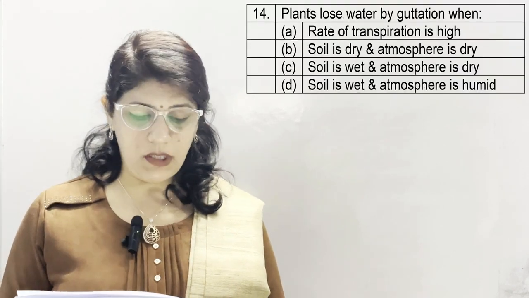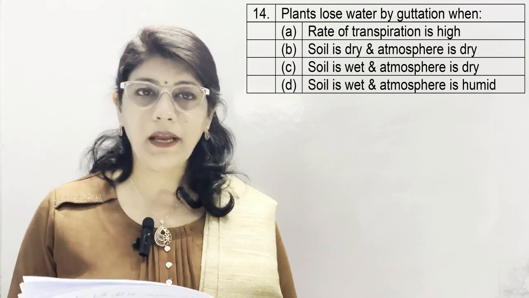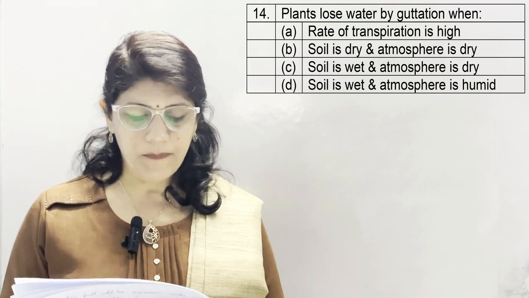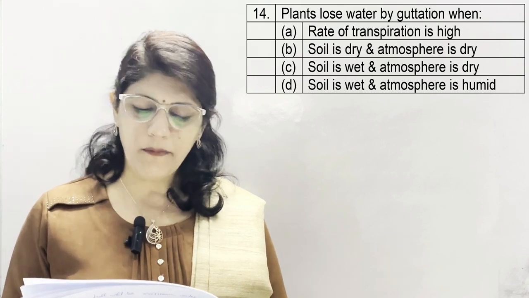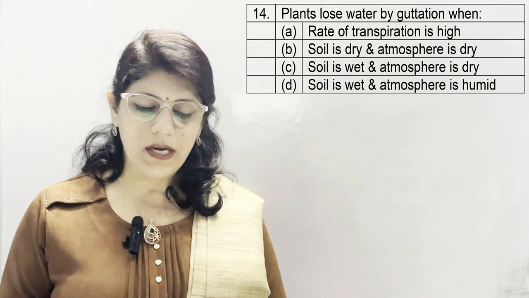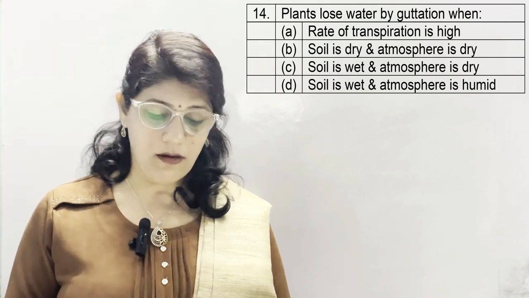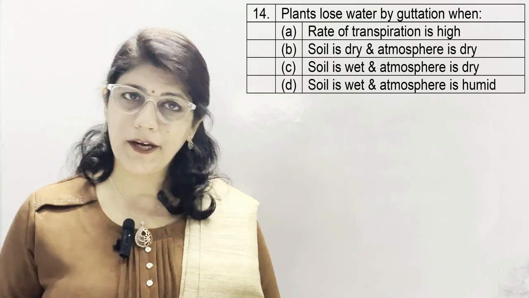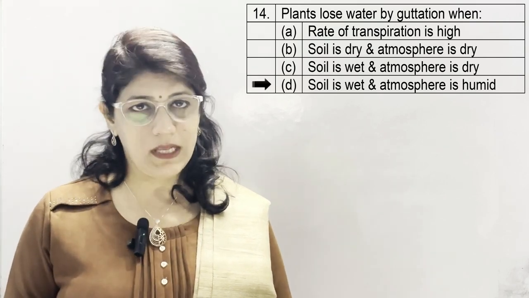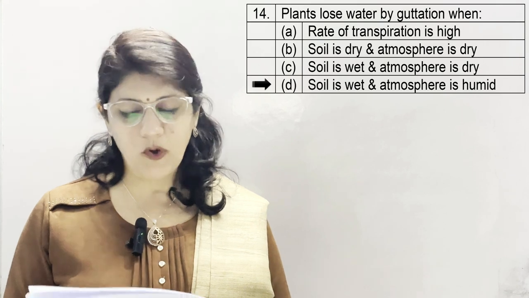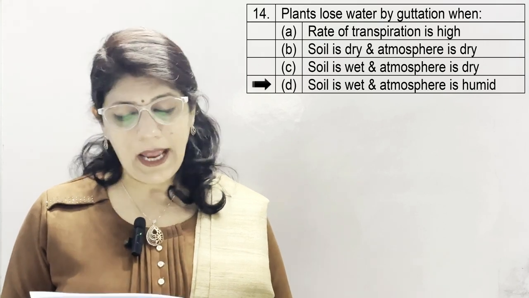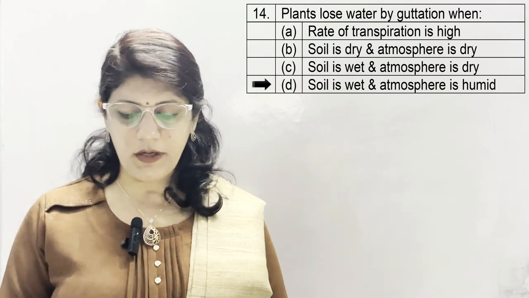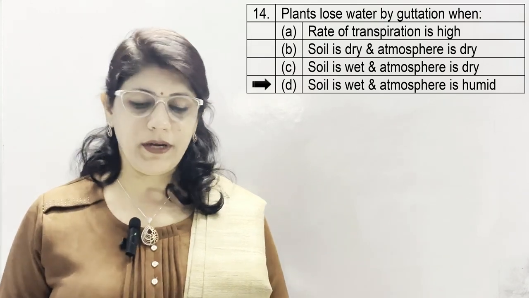In question number 14, plants lose water by guttation when: A, rate of transpiration is high; B, soil is dry and atmosphere is dry; C, soil is wet and atmosphere is dry; D, soil is wet and atmosphere is humid. The correct option is D, in which soil is wet and atmosphere is humid. In early morning and at night, mostly in herbaceous plants growing in highly humid conditions, guttation is witnessed.